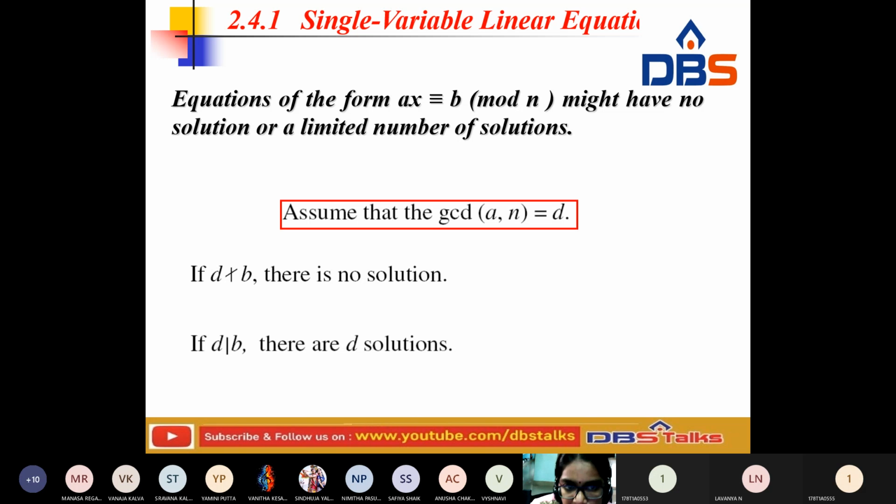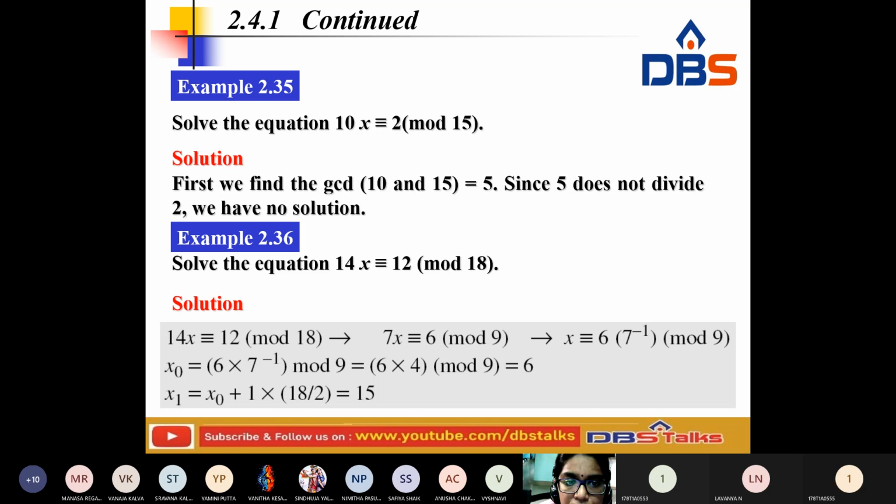See, if the equation is in the form of ax is equal to b mod n, then we might have a limited number of solutions. If the linear expression is small, the solution is also limited. Suppose we compute the greatest common divisor of a and n, and call it d. If d does not divide b, it doesn't have any solution. But if d divides b, then we have multiple solutions. So this is how we are going to solve.